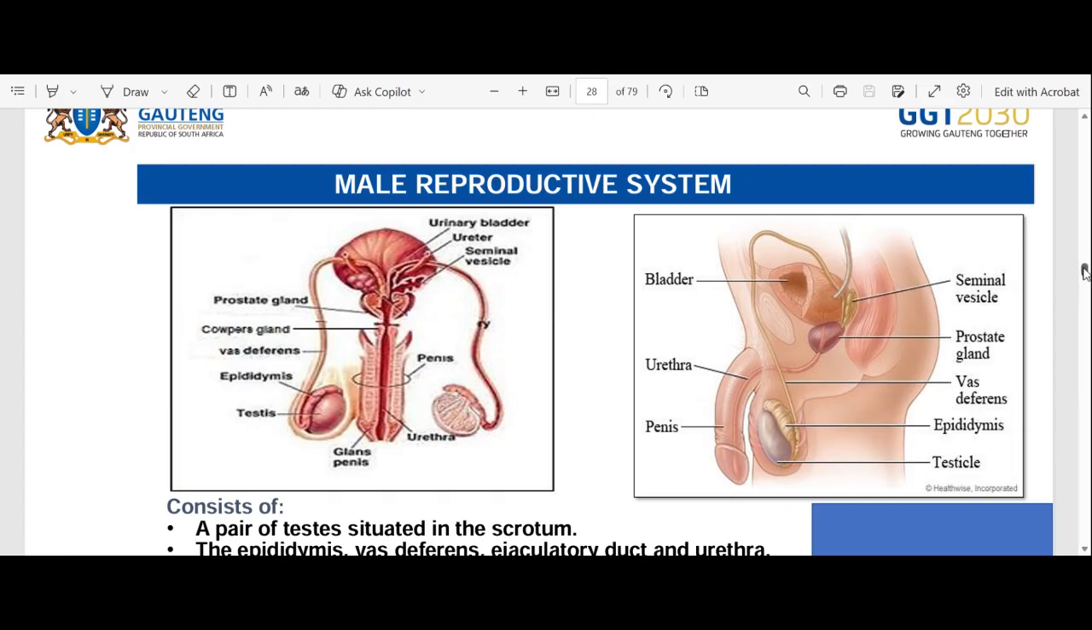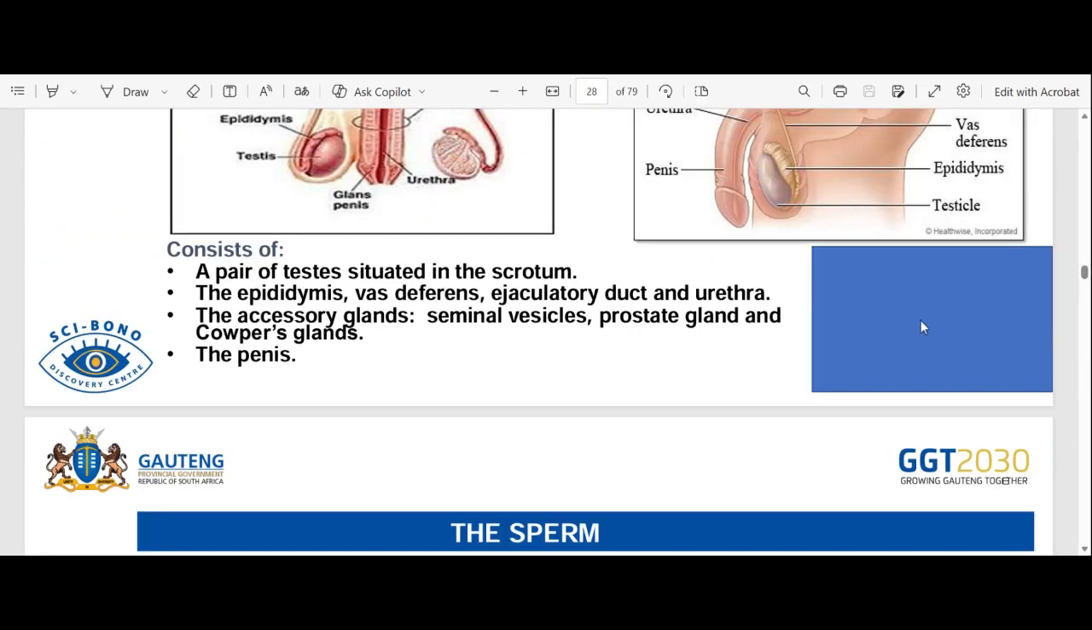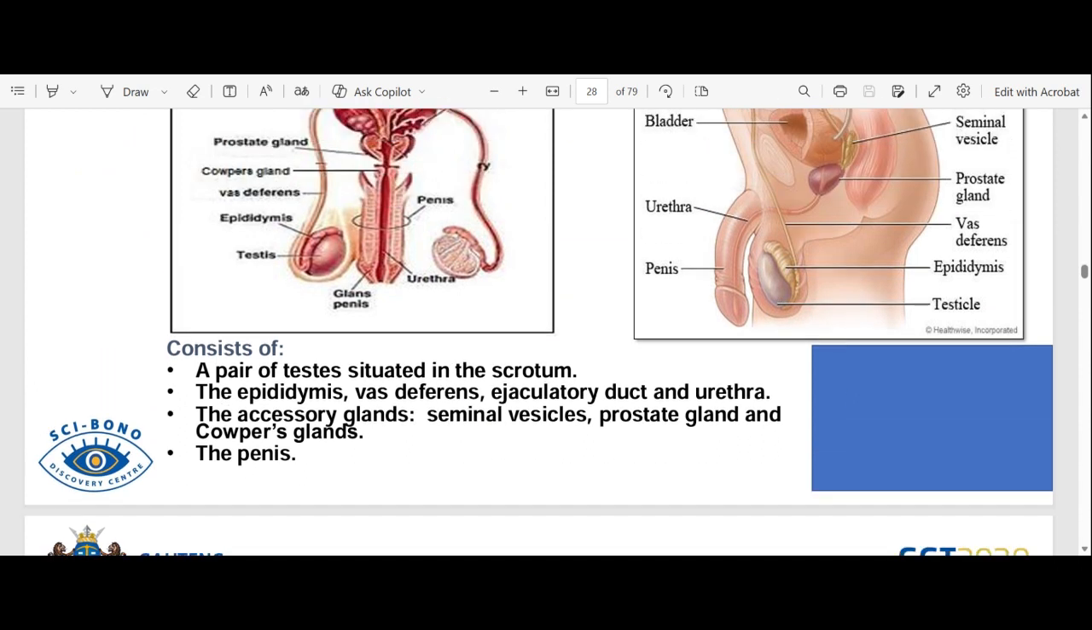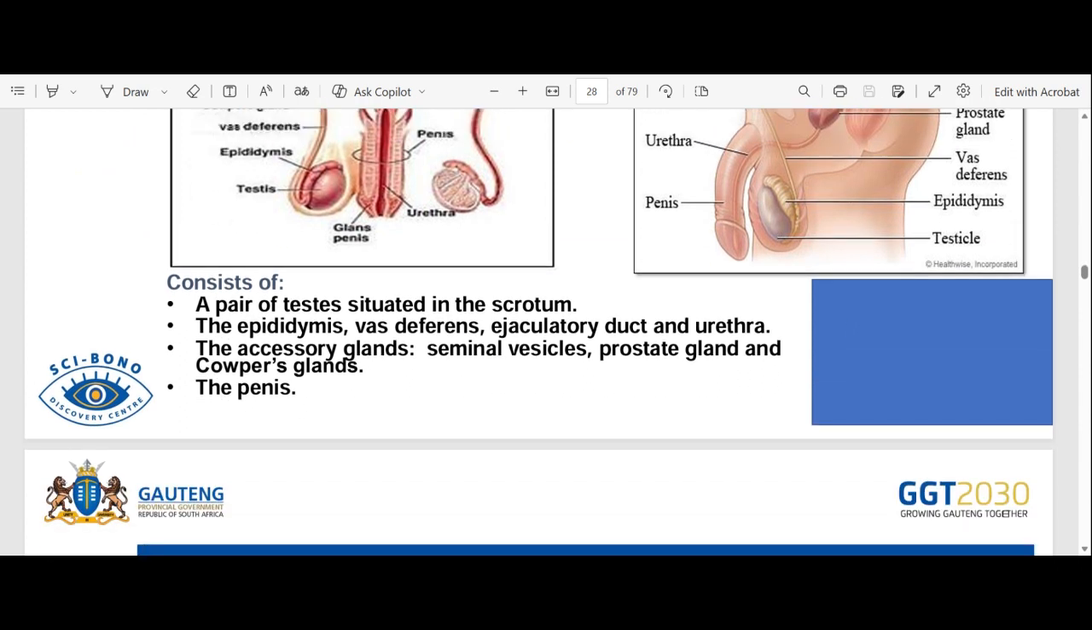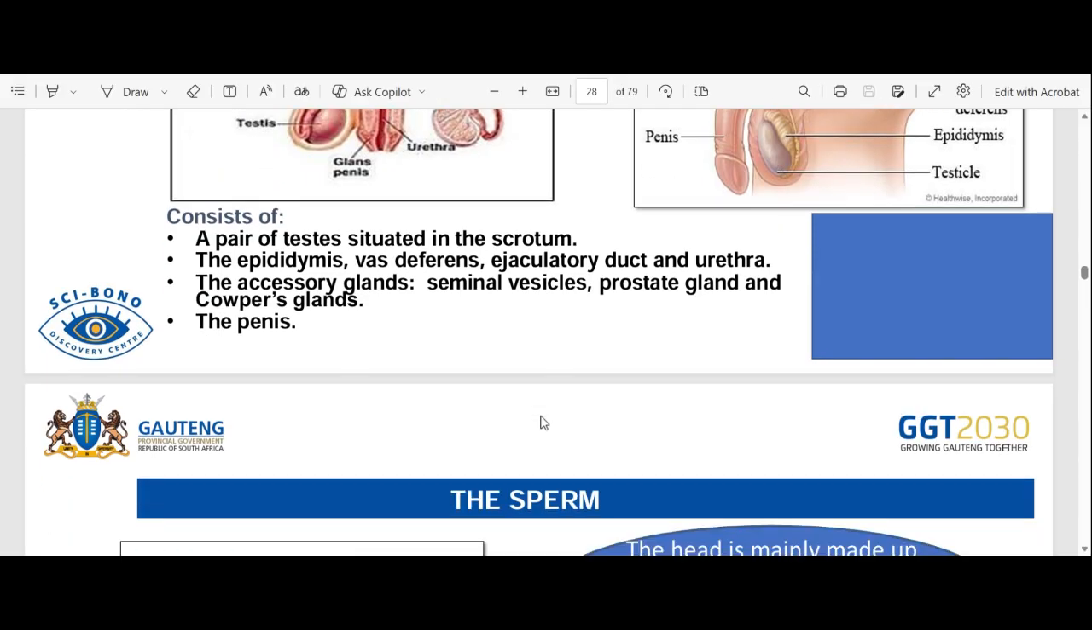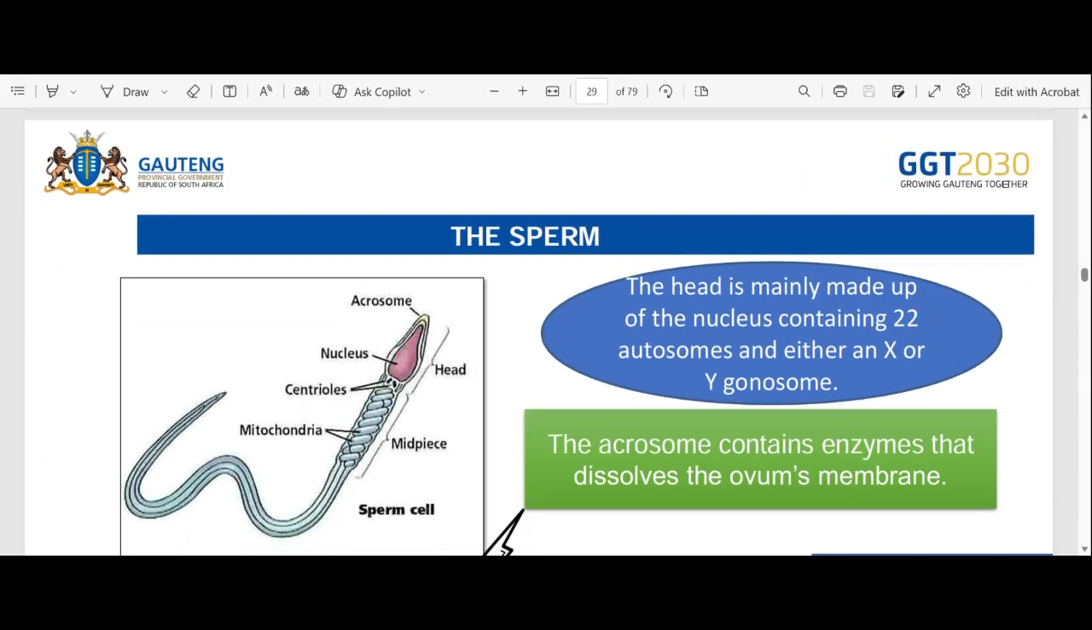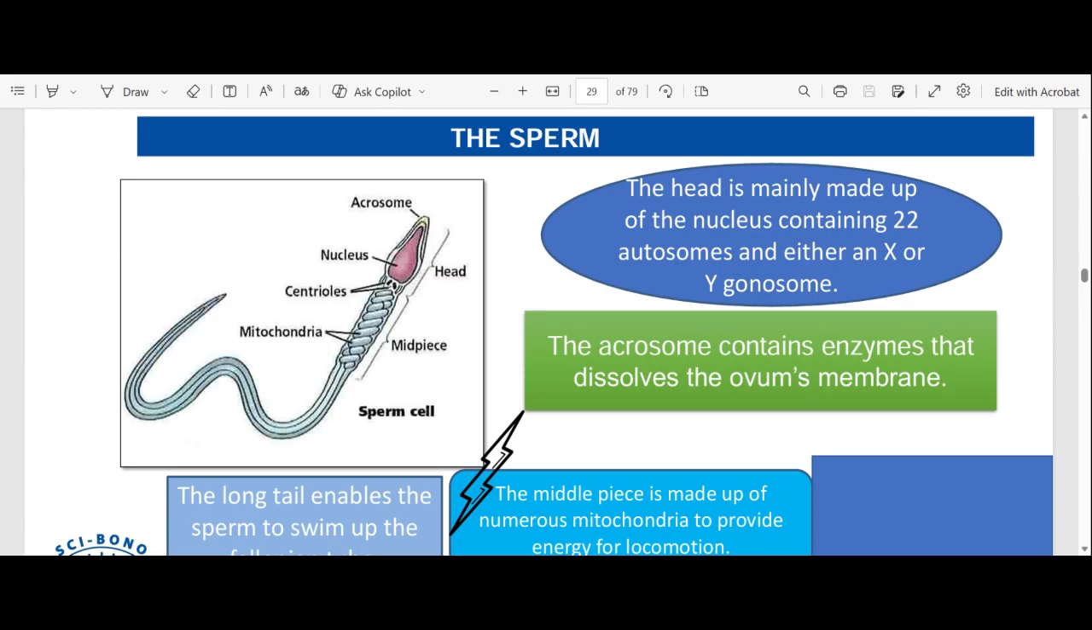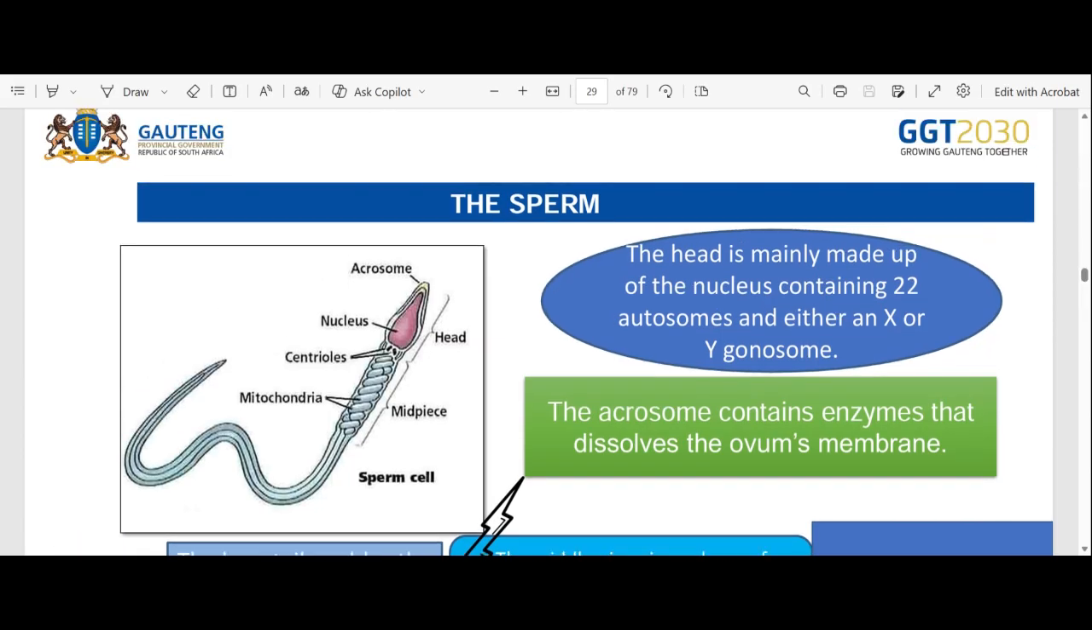Okay, I've already explained the parts there, so I won't spend a lot of time there. Now, let's focus on the structure of the sperm. So the structure of the sperm.